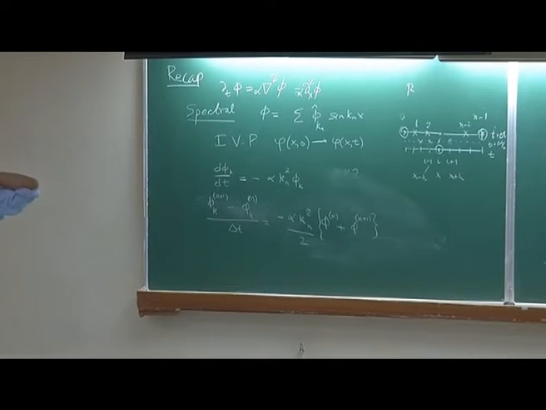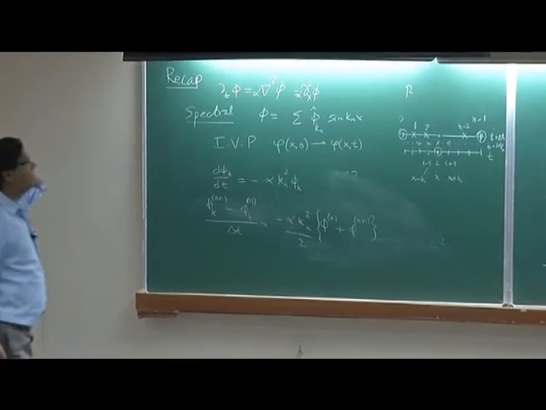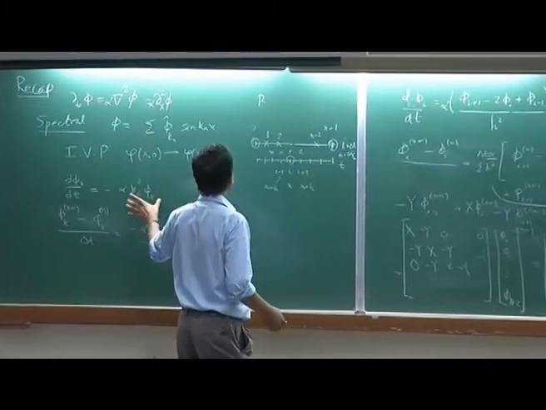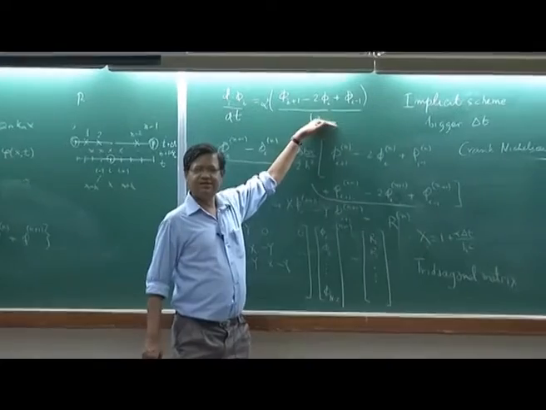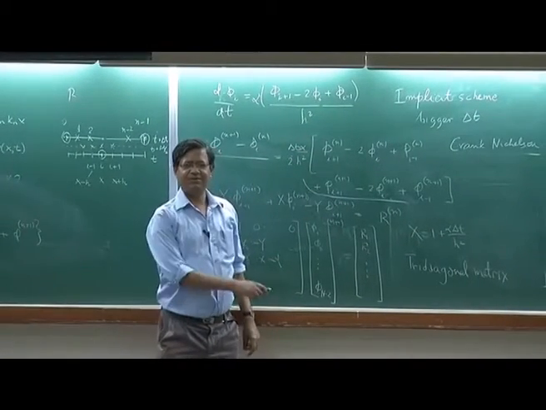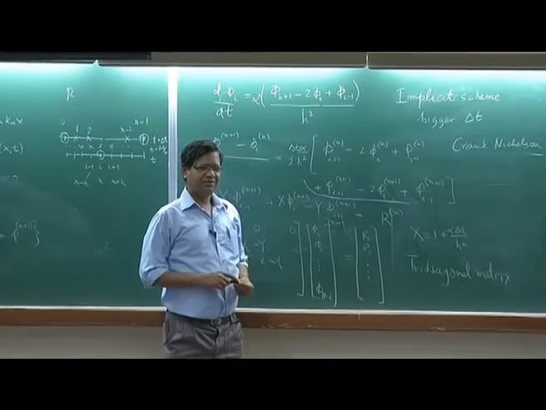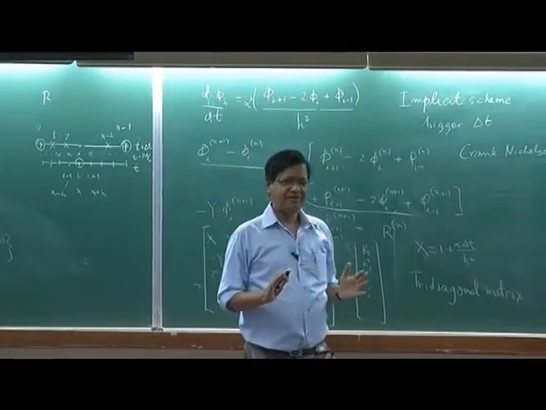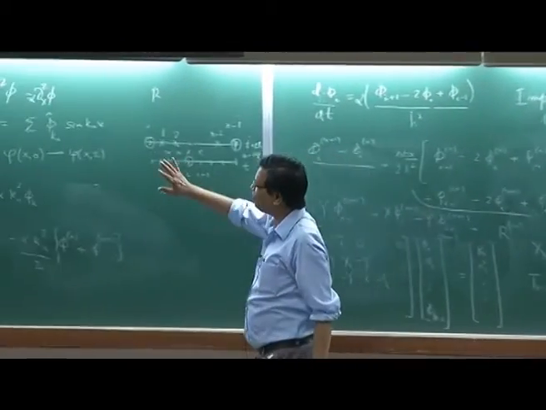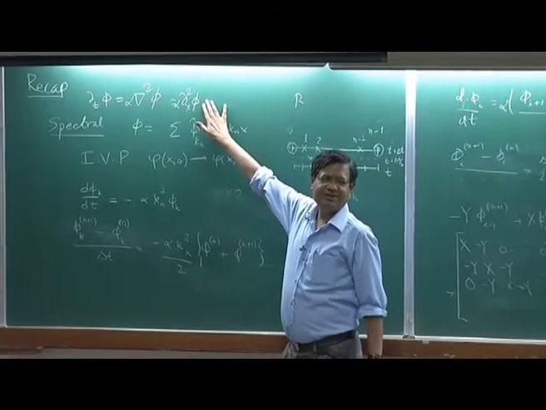So, with this scheme, because the second derivative is this rather than that, there is an easy solution for implicit schemes. Is it clear to everyone? So, spectral has, in fact, more accuracy. It definitely has more accuracy.